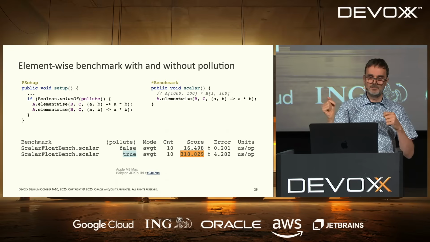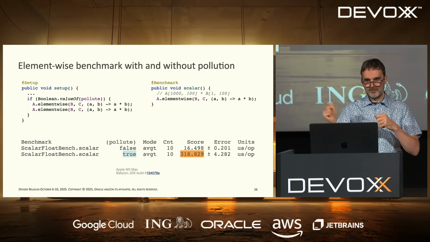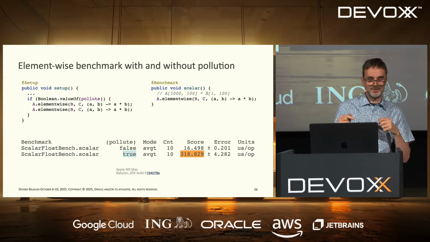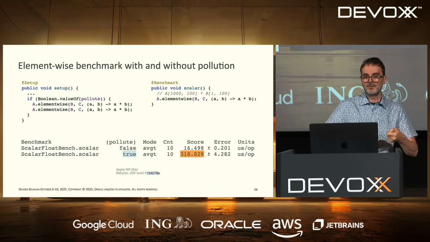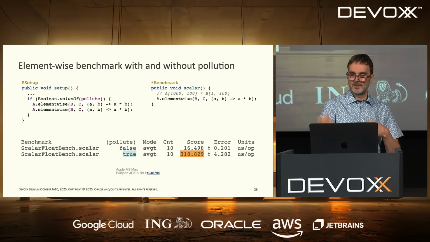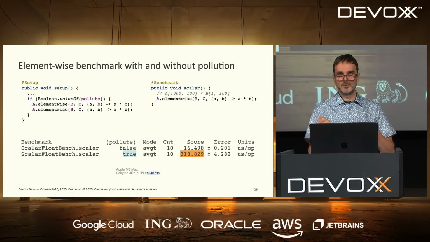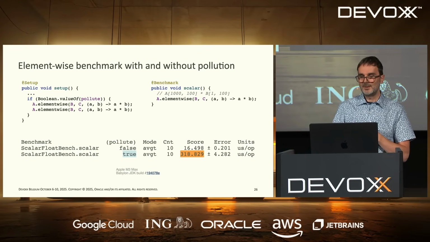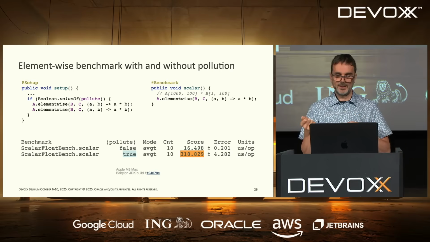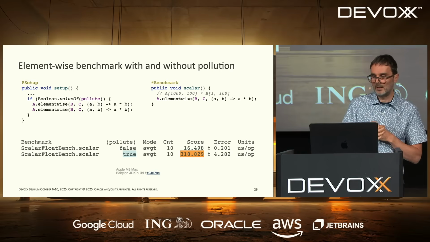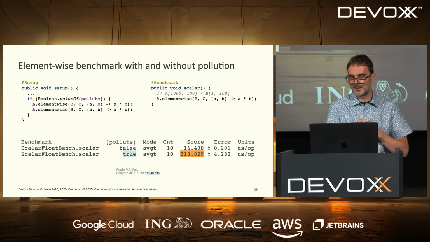And so the HotSpot JIT doesn't distinguish between the same lambda expressions; it all thinks they're different. And so it doesn't know how to optimize this anymore. The scalar benchmark is just a simple scalar element-wise operation, like so. If I run it with pollute false, it takes 16 microseconds per operation.